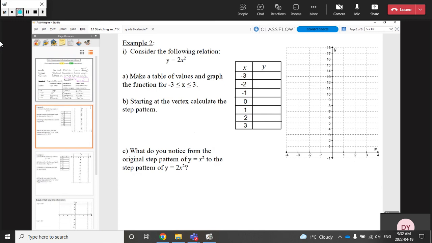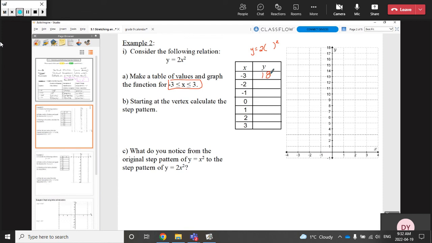It says, consider the following relation, y equals 2x squared. And the first thing they want us to do here is to fill in this table of values. We say, okay, no problem. So we know, y equals 2 times something squared. And what we're going to do is pull out our calculator and just fill in the values. It's really, really quick. Now, this says make a table of values from -3 to +3, and that's what I have here for you. So we'll say 2 bracket -3, close the bracket, squared. And we get 18.